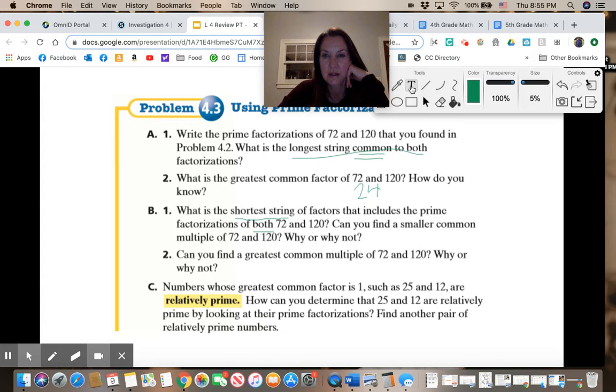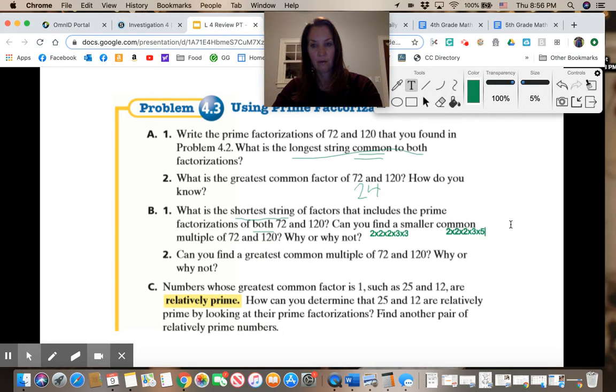Okay, so this one was a little bit more difficult. Anna and I talked about this one on Google Meet today. So you had to know first that you had 2 by 2 by 2 by 3 by 3 with 72. And then you had to look at 120, which was 2 by 2 by 2 by 3 by 5.